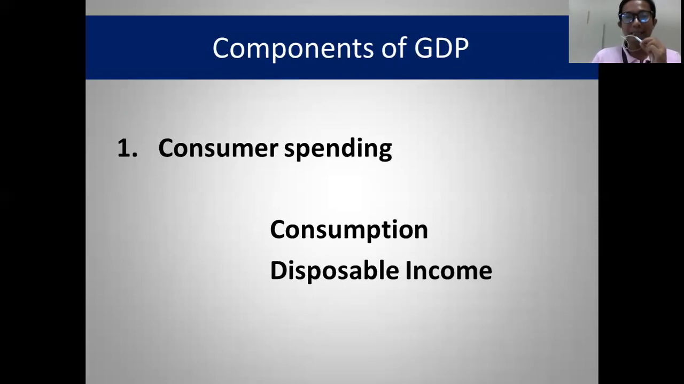Disposable income is part of the gross income minus the taxes. So anything of your income after deduction of your taxes is considered to be your disposable income, which is part of your gross income available for consumption.